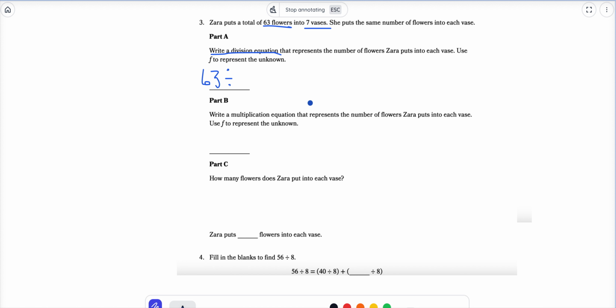Now let's look at what they're asking, because if you have the letter in the wrong spot, it will be wrong. Write a division equation that represents the number of flowers she puts in each vase. She has 7 vases, so how should this equation be written?